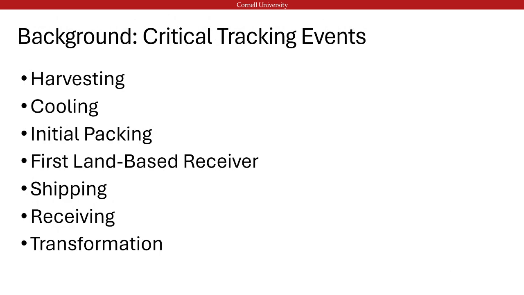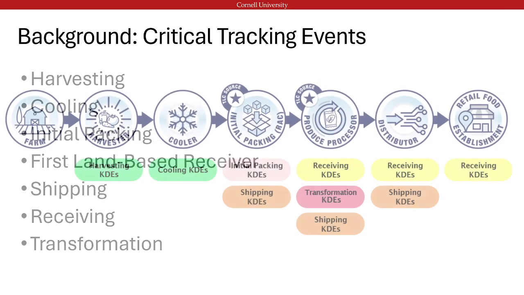So here are the critical tracking events. And of course, you can get more information on these and get the exact definitions of what constitutes each one of these CTEs from the FDA's website. But there is harvesting, cooling, initial packing, first land-based receiver, which applies to seafood, shipping and receiving, so whenever you're sending out the product or you're getting it in as a raw material, as well as transformation. So if you do anything to a product on the food traceability list that transforms it in some way, that also constitutes a critical tracking event.